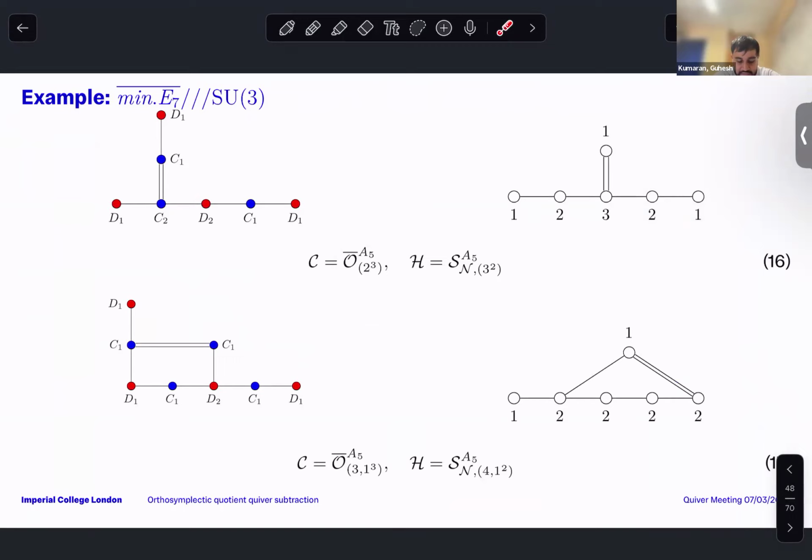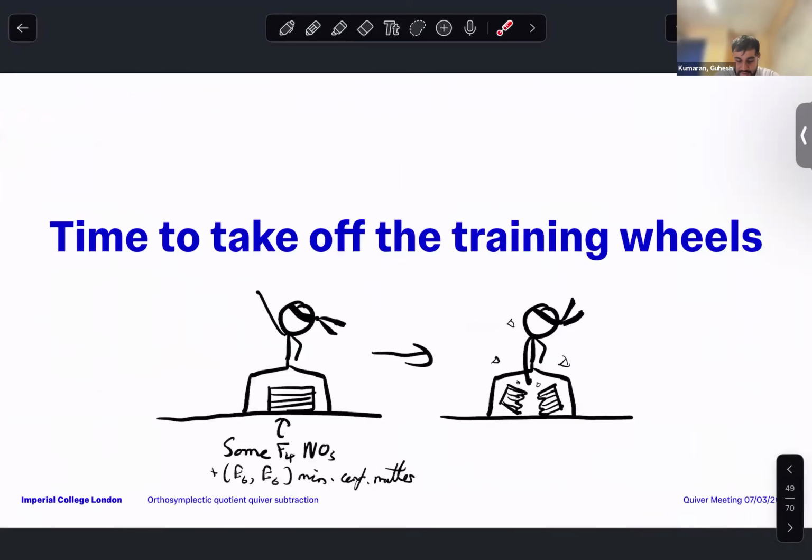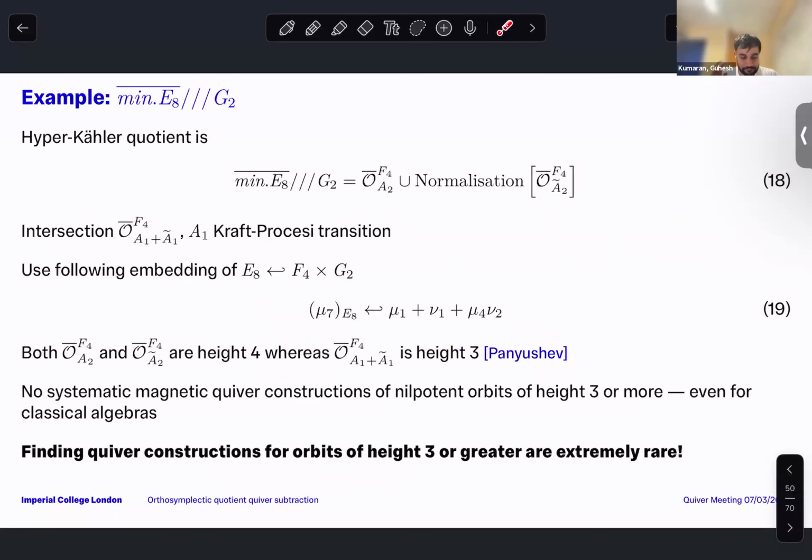Again, the Coulomb branch and the Higgs branches are the same. Okay, any questions? No, great. So now it's time to take off the training wheels. Everything I've shown you before are things that we've seen before. So let's see something which you cannot get with the unitary algorithm.